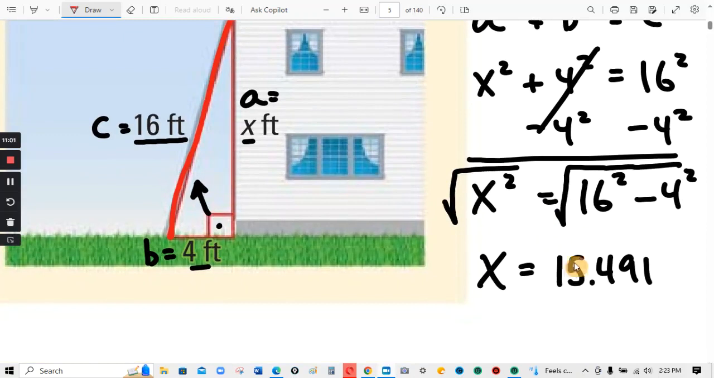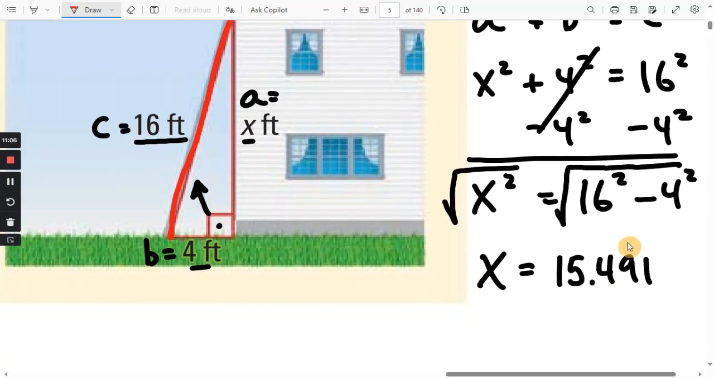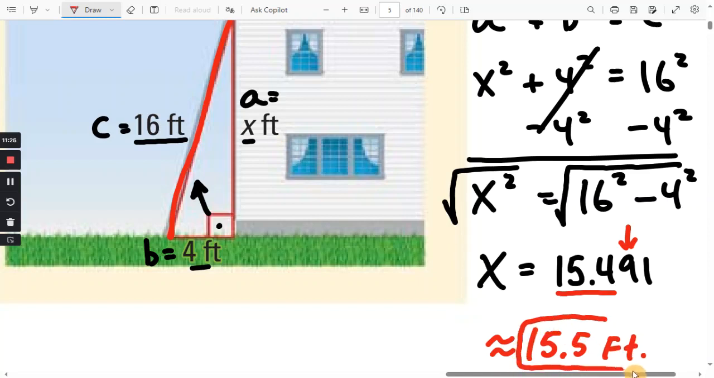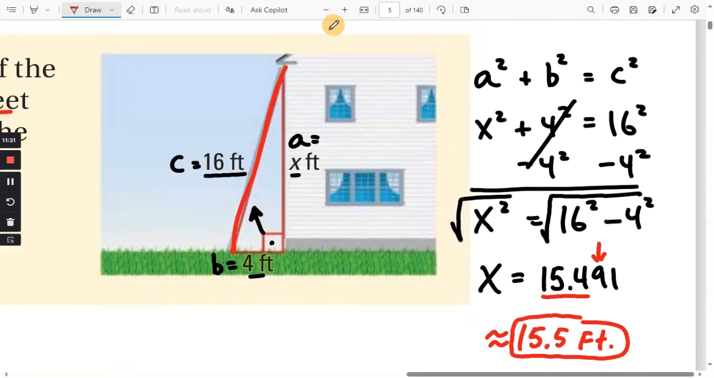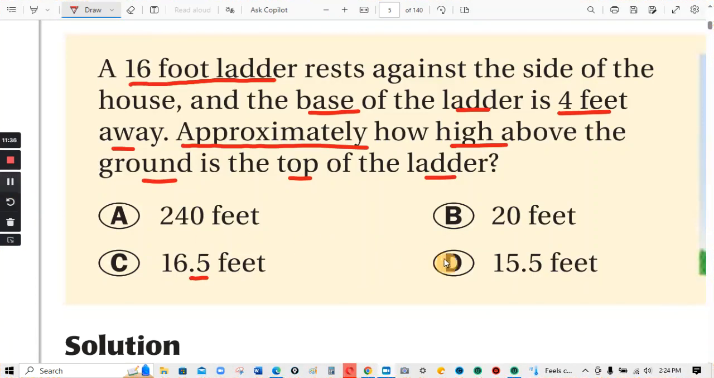But since our answers are rounded to 1 decimal, what you do is you look at the second decimal. If it's 5 or more, you round it up. So 15.4 rounded up is going to be 15.5. All right, and that is in feet. So 15.5 feet. And that is answer D.